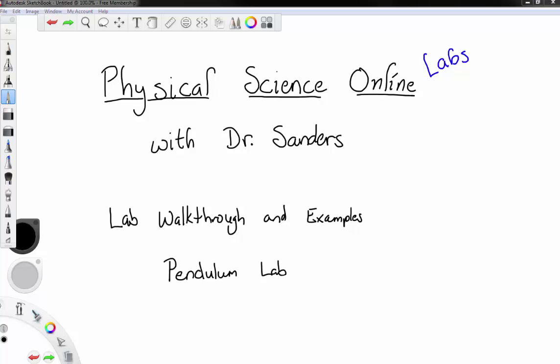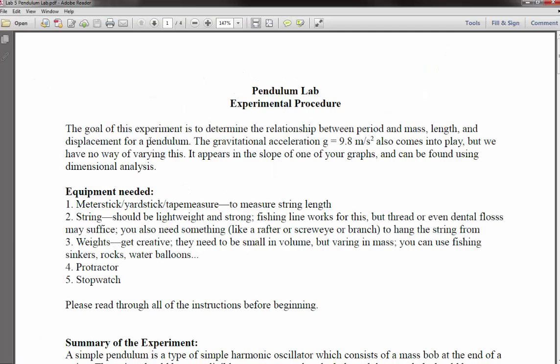So let's go ahead and pull up the instructions for the pendulum lab. This is your handout for this lab, Pendulum Lab Experimental Procedure. There's a few pieces of information to note at the beginning. For example, we're going to use the gravitational acceleration g equals 9.8 meters per second squared throughout. And it is worth noting that this is going to appear somewhere in the slope of one of your graphs, and it can be found using dimensional analysis.